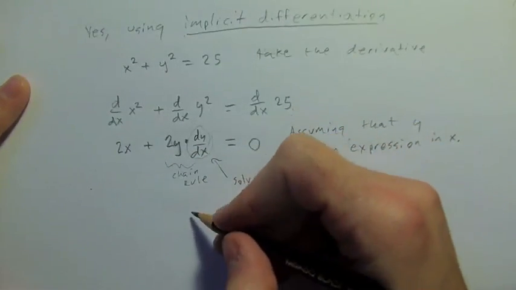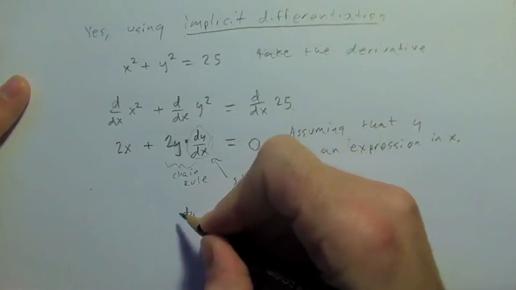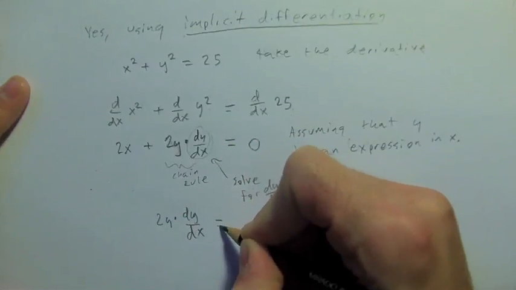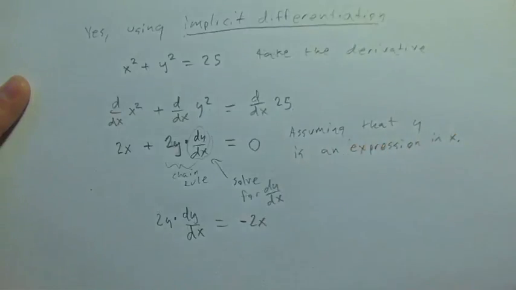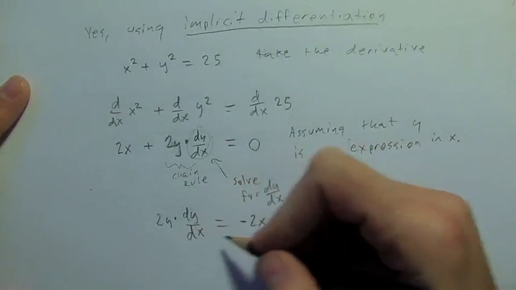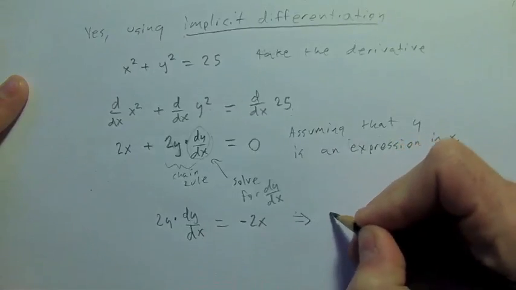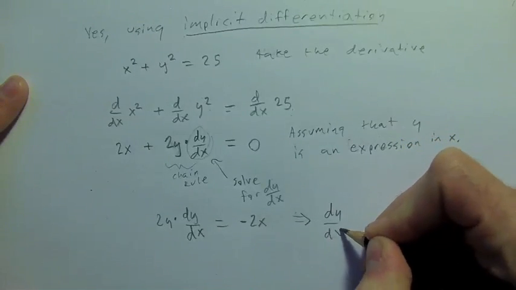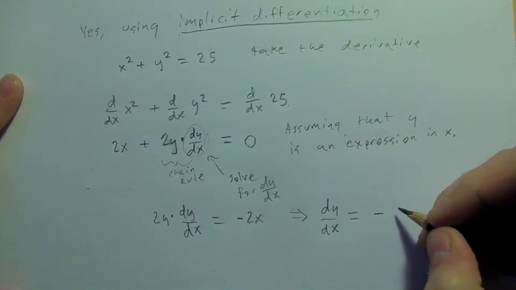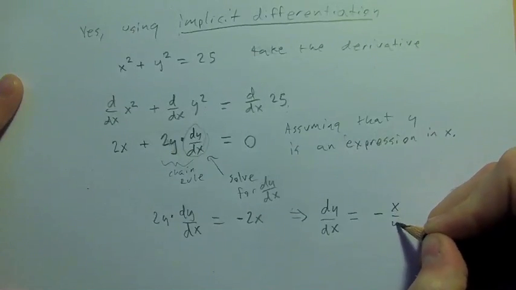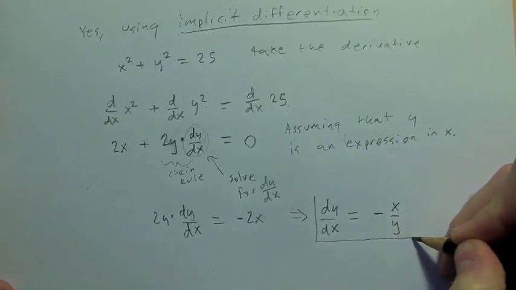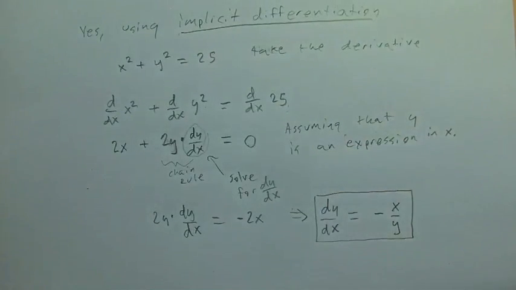So I'll move that 2x over, and I'll get that 2y times dy over dx is equal to negative 2x. Divide by 2y on both sides, and we get that dy over dx is equal to negative, well, it's 2x over 2y, but it will be negative x over y.